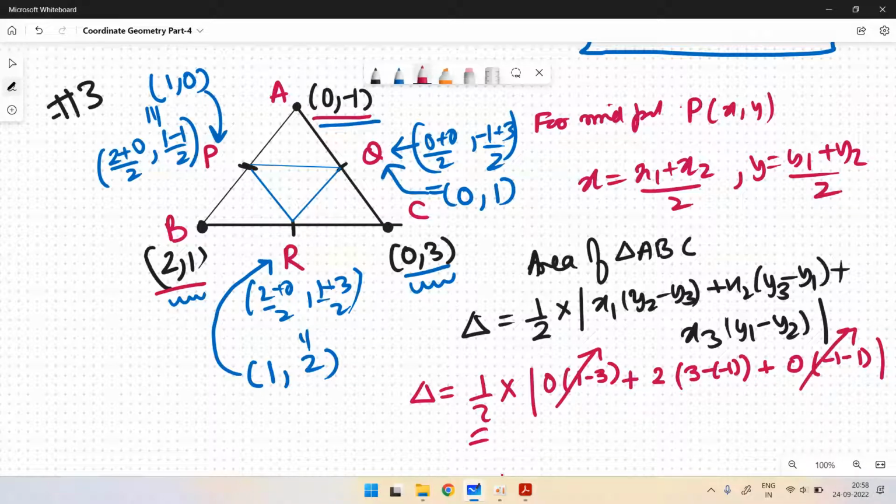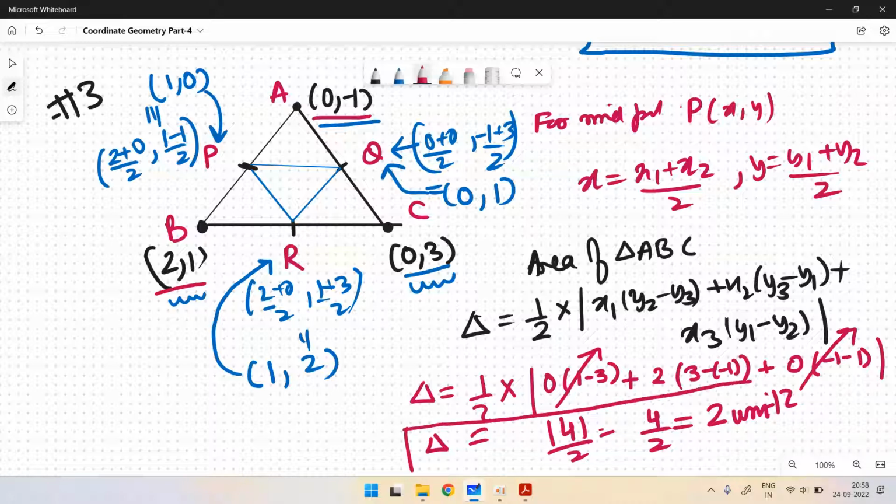So this one is 4, 4 by 2. The modulus of 4 by 2 is 4 by 2 only, which is 2 units square. So the area of triangle ABC is 2 units square.